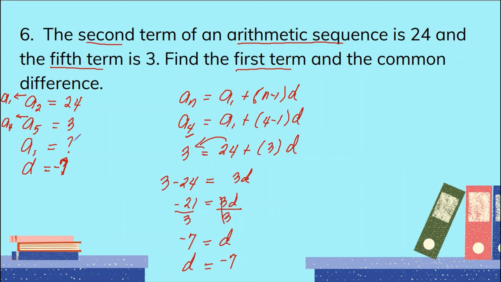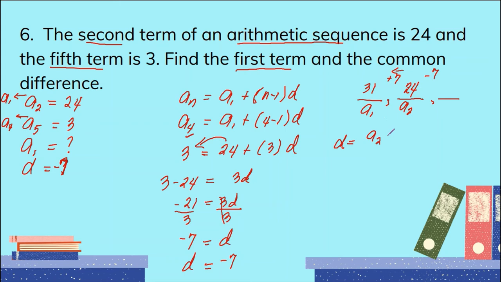So, remember kanina, meron tayong a sub 2, which is, ano yun? 24. So, ano yung a sub 1? At dahil yung d natin ay negative 7, so, pag pumunta tayo doon, nagma-minus tayo. So, pag bumalik tayo dito, yung a sub 1 natin ay magpa-plus 7 ka. So, 24 plus 7 is 31. Diba? 31.